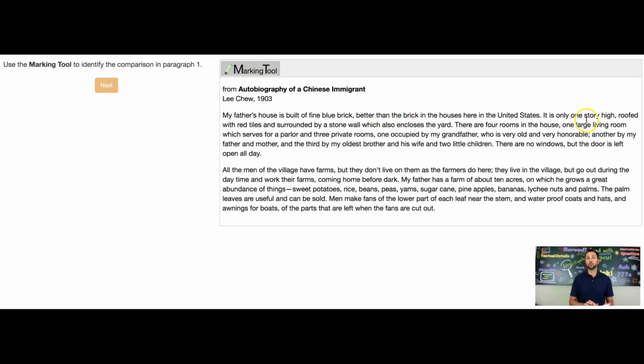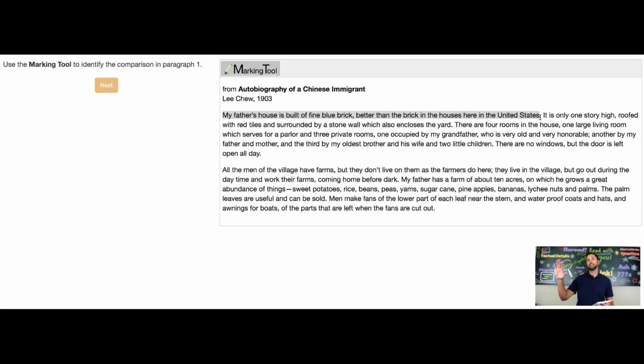It is only 1 story high, roofed with red tiles and surrounded by a stone wall, which also encloses the yard. There are 4 rooms in the house, 1 large, and it just continues about the description of this particular house. But it says here, my father's house is built of fine blue brick, better than the brick in the houses here in the United States.